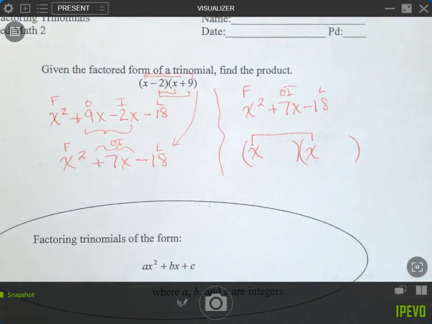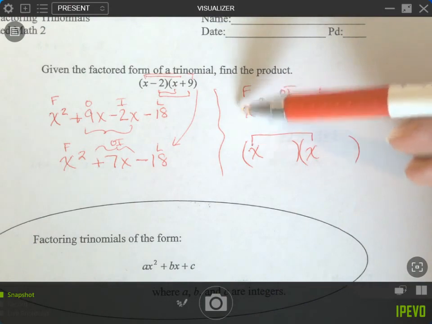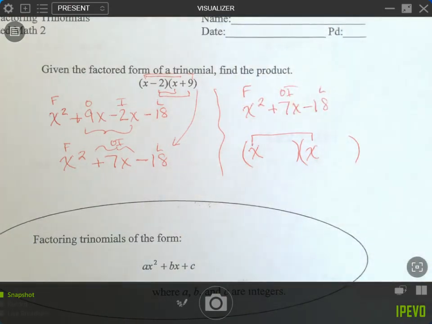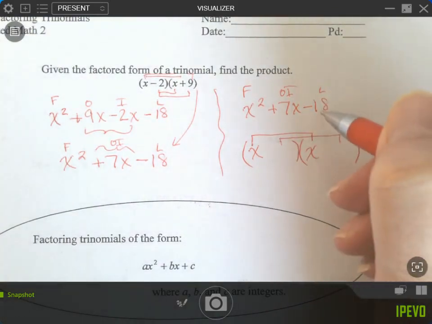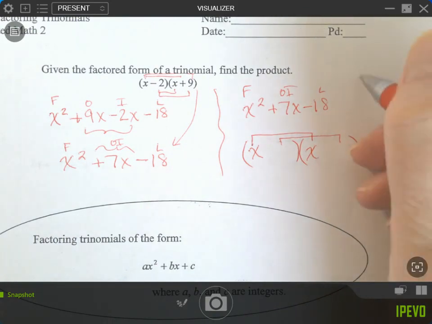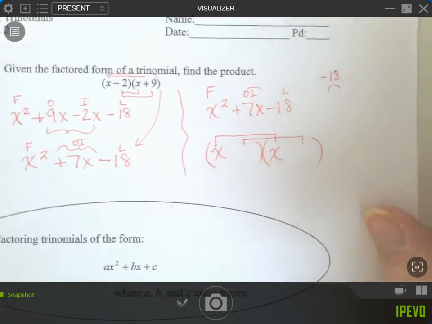Pretty basic. And the ones we're doing for the first couple times we practice this, we'll have a 1 out front. That makes it a little bit easier. It gets a little complex if there's something else there. Now, the last 2 numbers in the parentheses have to multiply to get negative 18. What are all the options to multiply to get negative 18? What are the factors of negative 18?